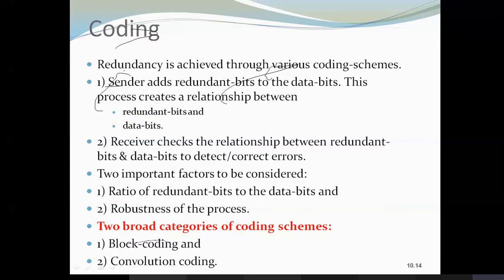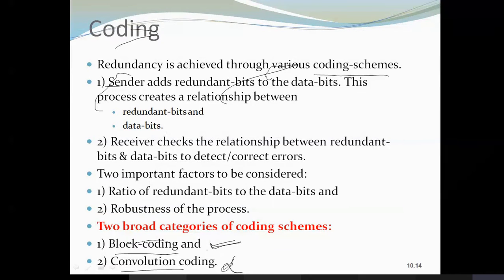Yesterday I already told there are two methods: one is block coding and the other is convolution coding. Convolution coding is not part of the syllabus. Even in the textbook they have not given it. It is used for advanced level. For the basic or elementary level, you will be learning about block coding. So whatever methods we are going to discuss use block coding.